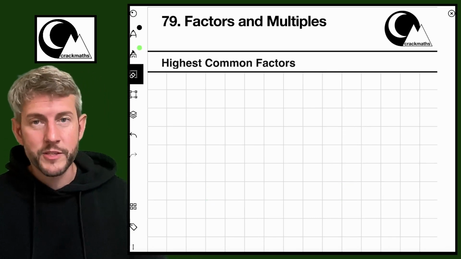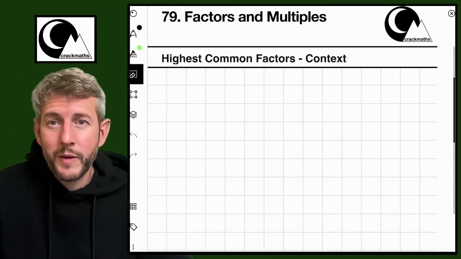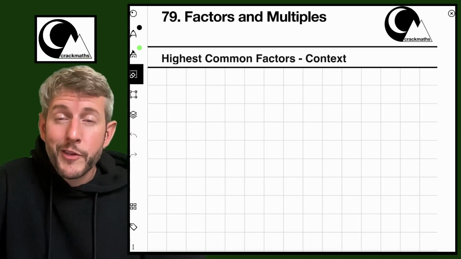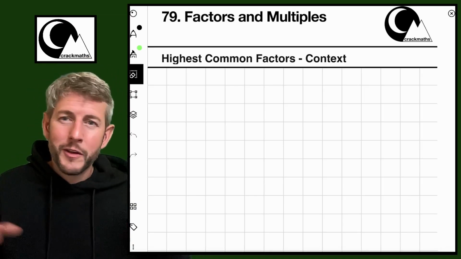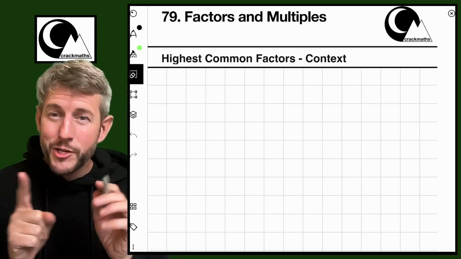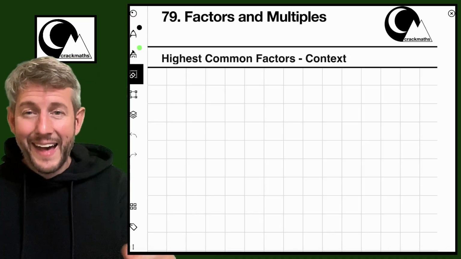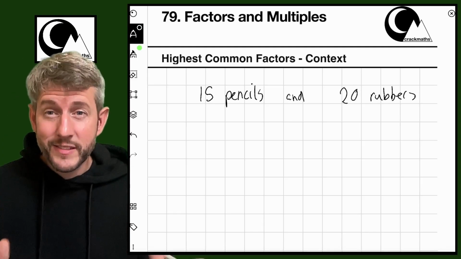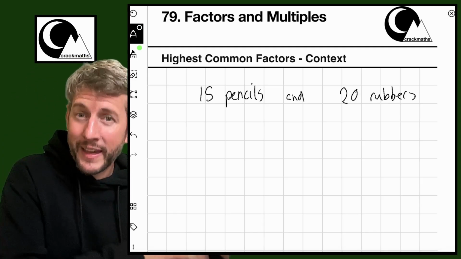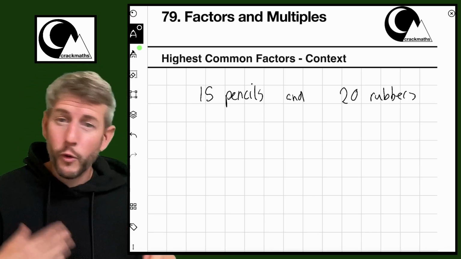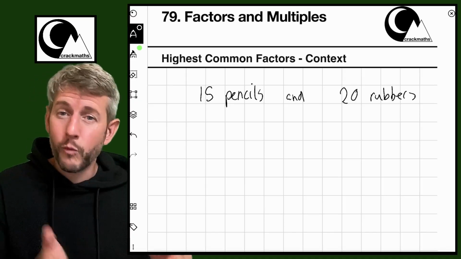Let's do another question, but this time let's have a look at context. So highest common factor questions often come up in context, and they're usually about you arranging things into groups. You usually have two things and you need to combine them together into one group, but they want multiple groups. Let me show you what I mean. So let's say I had 15 pencils and 20 rubbers. I want to put these into bags which all have the same number of things in each one. So if they have 2 pencils in each bag, they all need to have 2 pencils. If they had 4 rubbers in each bag, they all need to have 4 rubbers in each bag.